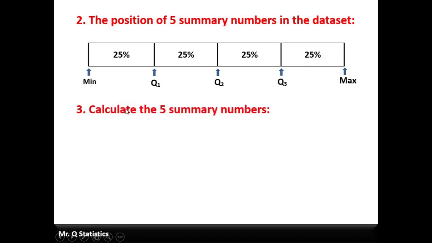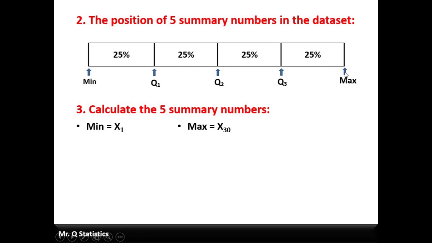So the min, or the minimum, is the lowest value in the dataset, which is the first value of the data, x1. The max, or maximum, is the highest value in the dataset, which is the last value of the data, x30.